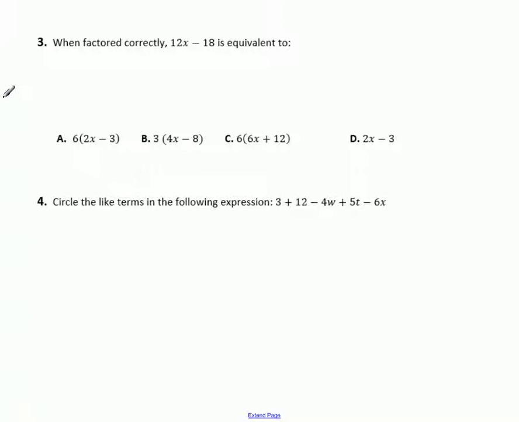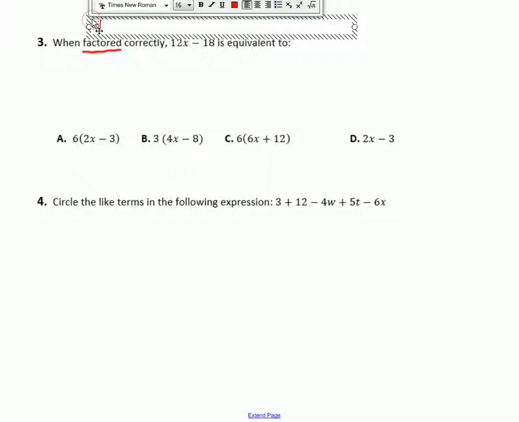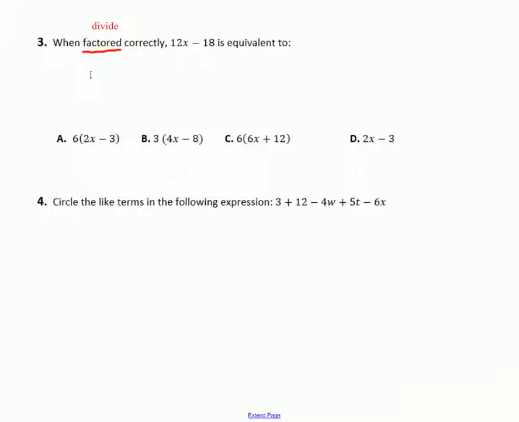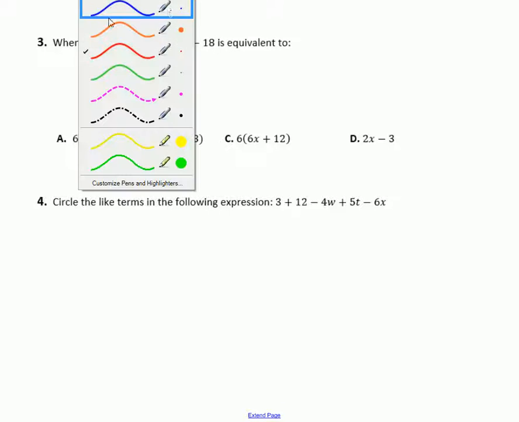Number 3, when factored correctly, 12x minus 18 is equivalent to. So this is very similar to what we just did, except it is the complete opposite. Factoring means to divide. So I need to divide this so that it is equal to one of these expressions. Now, you have a couple different strategies here. Since I give you the options, you can always distribute these answers and see if one of them matches 12x minus 18. That's one strategy, which you could totally do.